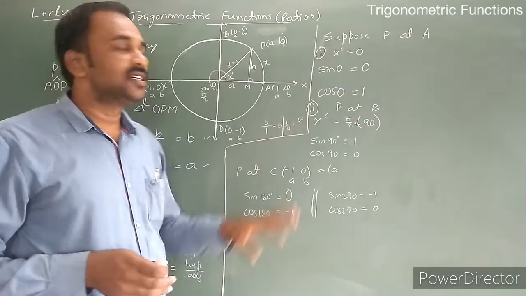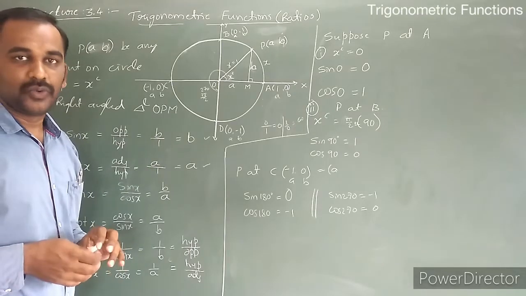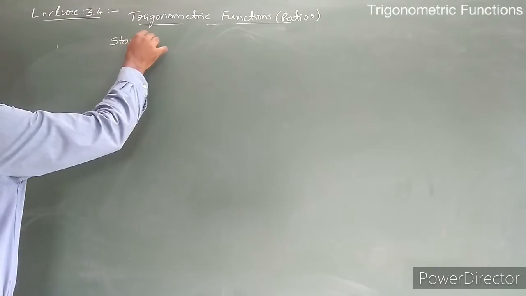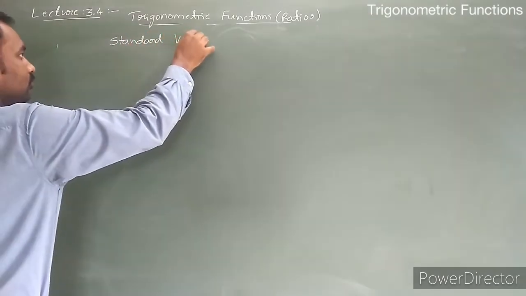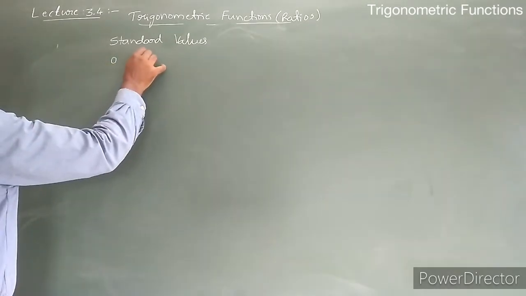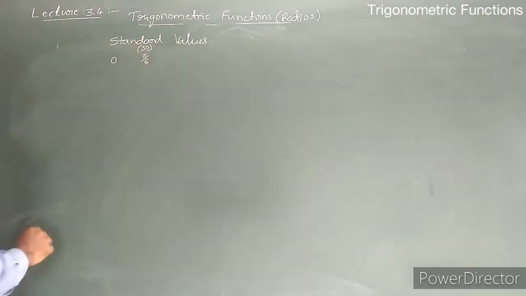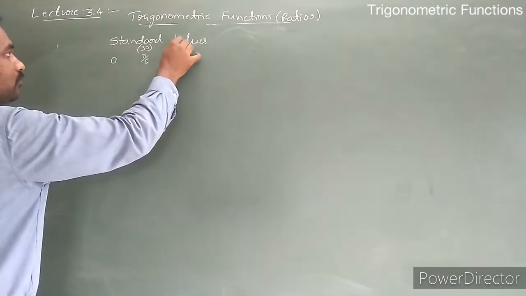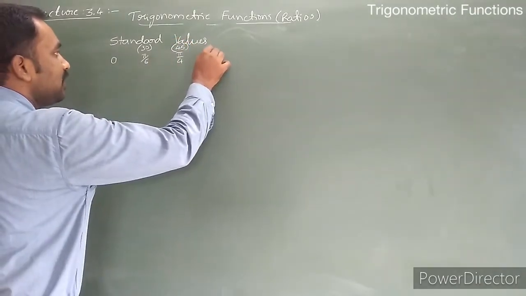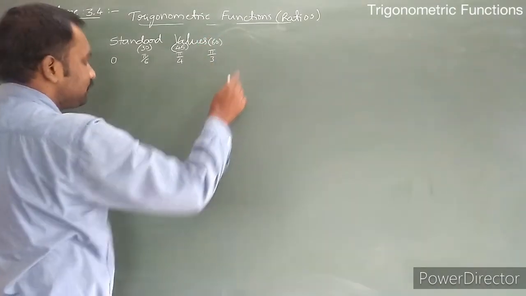Now I am going to write the standard values and the corresponding 6 trigonometric ratio values. What are the standard values? 0 for the 0, pi by 6. Pi by 6 is nothing but 30 degree. Similarly, pi by 4 is nothing but 45 degree. And pi by 3 is nothing but 60 degree.